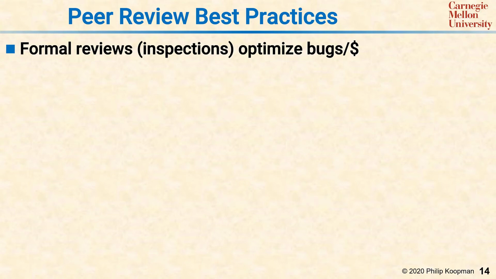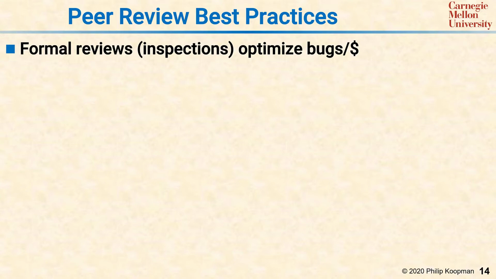Here are some best practices for peer reviews. Most importantly, formal reviews, generally in the form of Fagan-style inspections, optimize the number of bugs found per dollar. That means they not only find more bugs than informal reviews, but they find them more efficiently.